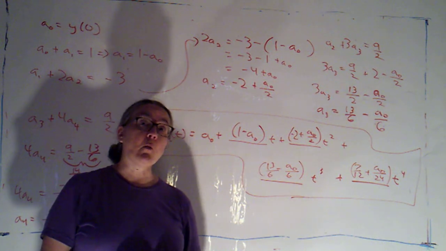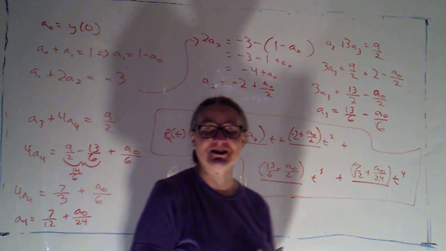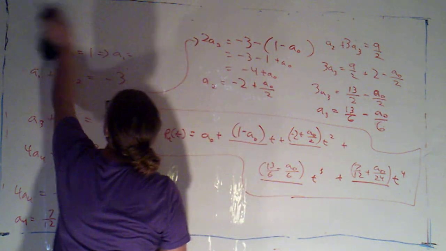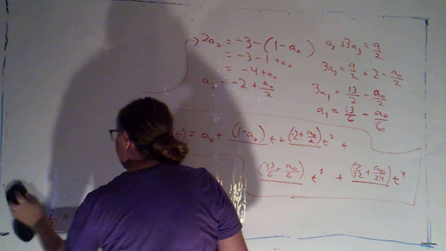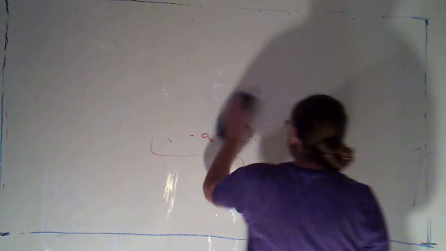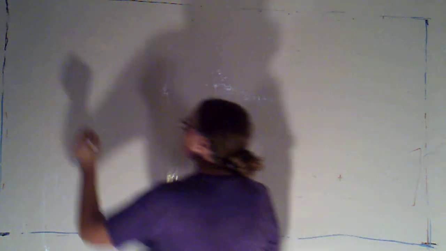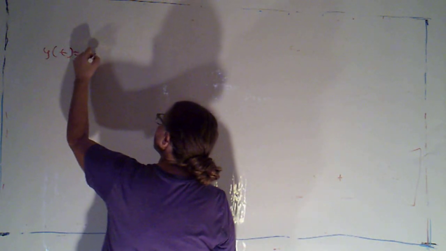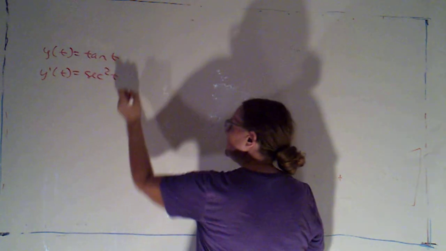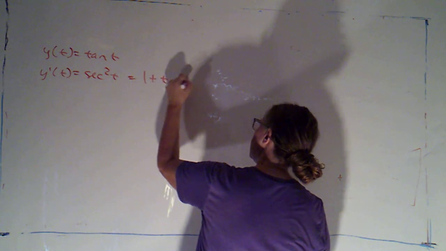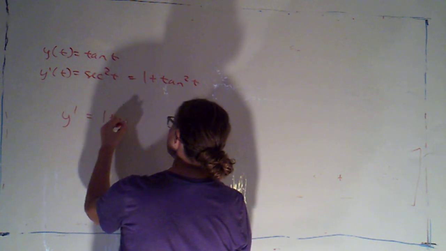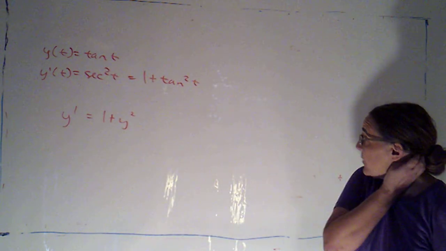I will point out, though, one problem that shows where this technique can actually be quite useful is problem number 9. In problem number 9, we're working with tangent of t. So this is 9 in the homework. I'm going to leave it for you to do, but I want to talk about its significance. If y of t is tangent of t, then I know that y prime of t is secant squared t, and I know that that's 1 plus tangent squared of t. So I know that this is a solution to y prime equals 1 plus y squared.